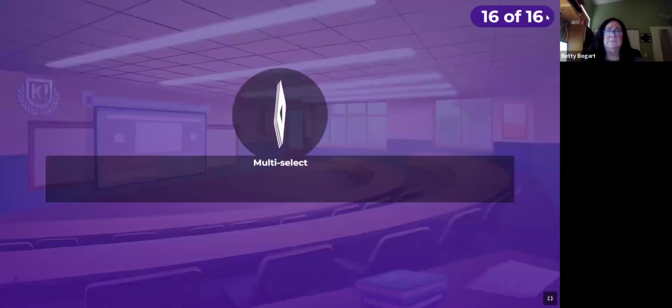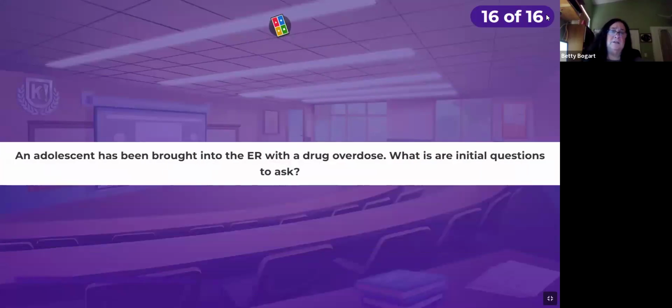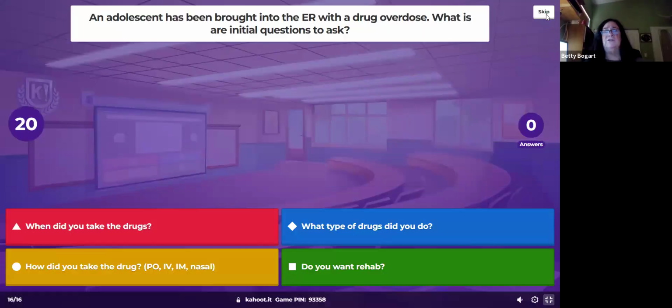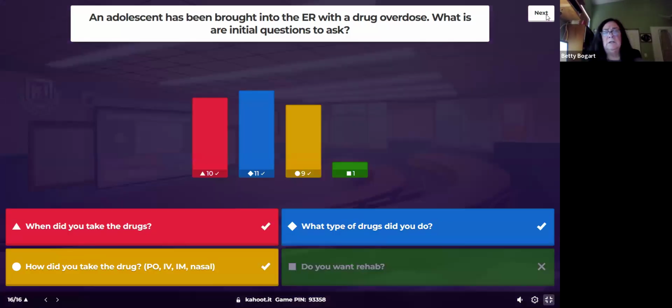And last question. An adolescent has been brought into the ER with a drug overdose. What are the initial questions you need to ask? Do you have an adolescent who's had a drug OD? What do you need to know? You need to treat this child. They have an overdose. So we need to know certain things in order to treat them properly.